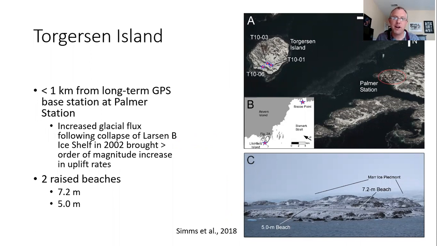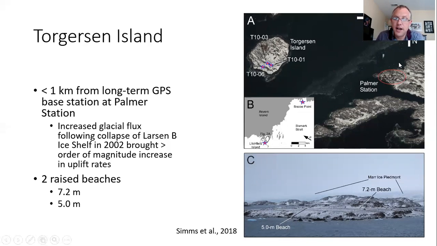Now the first one, Torgersen Island, is important because we have a nearby GPS record since 1998 that allows us to compare ongoing uplift rates to longer term Holocene RSL changes, and hence uplift rates. Now what's interesting is the GPS station at Palmer Station showed a rapid increase in the rate of uplift following the collapse of the Larsen B ice shelf. This was likely due to the buttressing effect that the ice shelf had on the glaciers, which then accelerated after its collapse. And as they accelerated, we lost mass and the land came up.